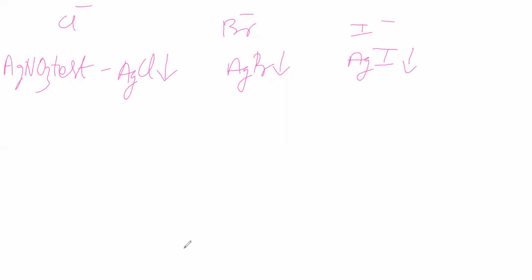Then we will see the MnO2 test. For the MnO2 test, we take the chloride salt directly, and solid MnO2. Cl minus becomes Cl2. What gas is that? Greenish yellow gas. Br minus becomes Br2, reddish brown gas.